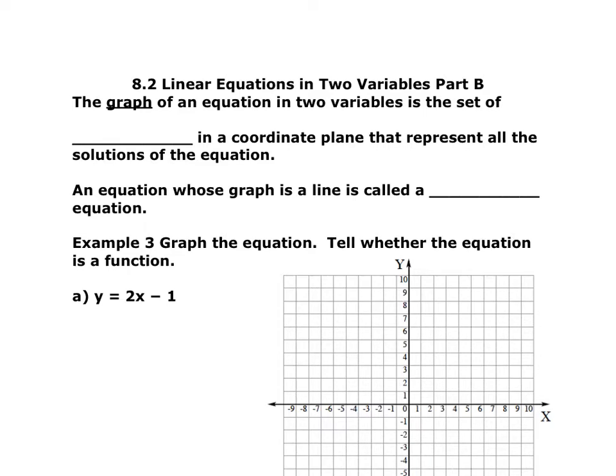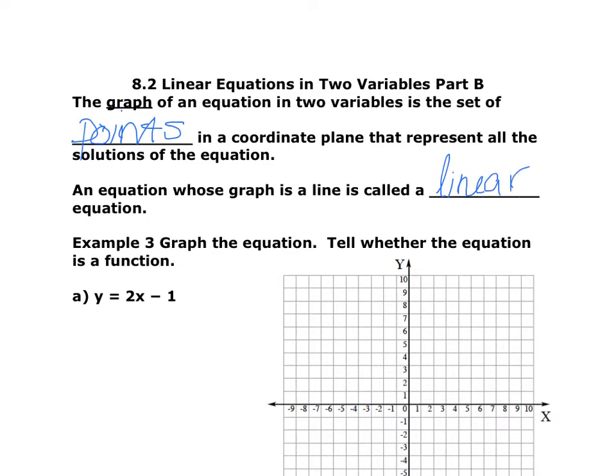When we look at this, it says the graph of an equation in two variables is a set of points in a coordinate plane that represent all the solutions of an equation. So points is what is going to go in that fill in the blank. An equation whose graph is a line is called a linear equation, and that's what we're going to start talking about this chapter. Linear equations.